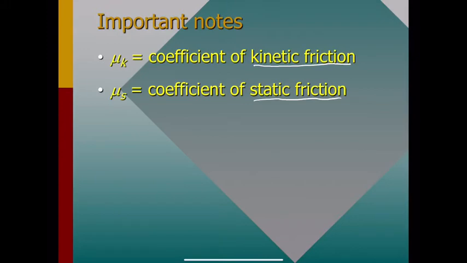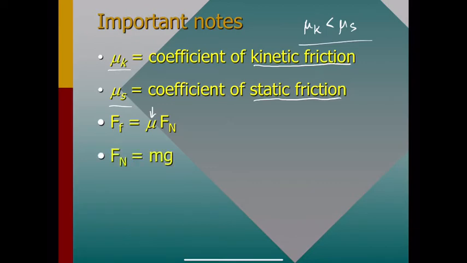Remember, it always takes greater force to get something moving than it does to keep it moving, so mu k is always less than mu s. Always. The formula for friction force is friction force equals mu times normal force, keeping in mind that we have to choose the correct mu, either mu k or mu s. So friction force equals mu times normal force.